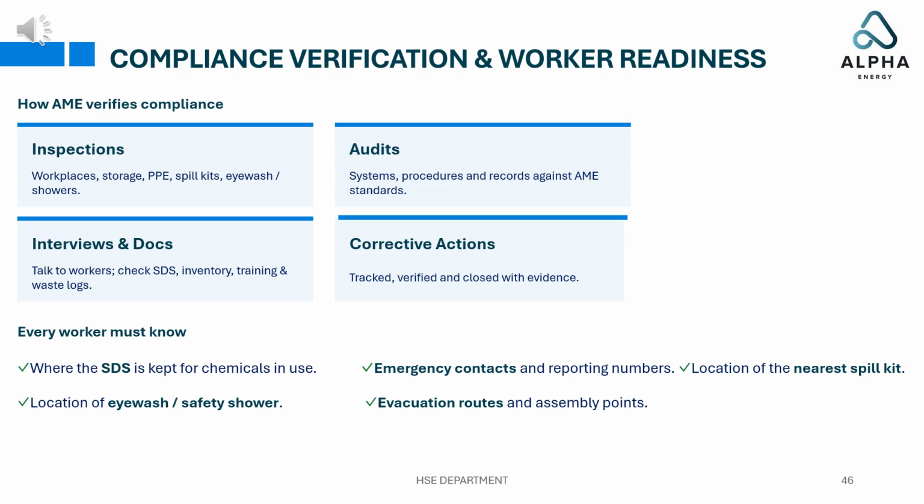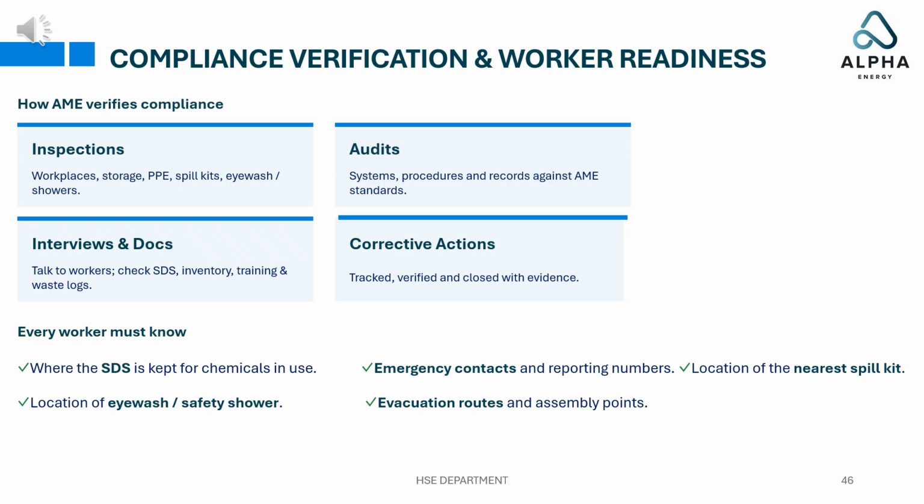Now, here's the really important part. Every worker must know 5 things. First, where the SDS is kept for the chemicals in use. You should be able to find the SDS for any chemical you're working with in seconds. Second, emergency contacts and reporting numbers. Know who to call and what number to dial in an emergency. Third, the location of the nearest spill kit. If a spill happens, you need to know where the cleanup materials are.